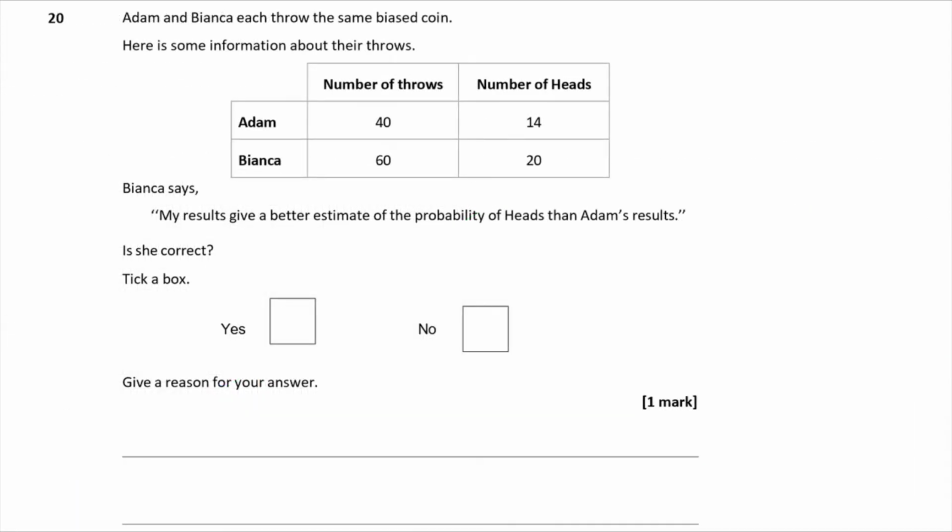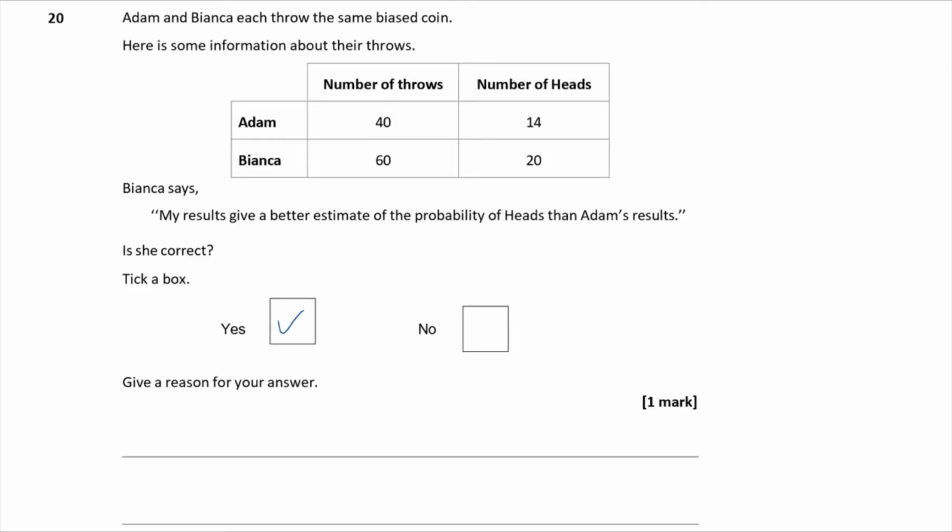Question 20. Adam and Bianca each throw the same biased coin. Here is some information about their throws. So Adam throws it 40 times and gets 14 heads. Bianca throws it 60 times and she gets 20 heads. Bianca says, my results give a better estimate of the probability of heads than Adam's result. Is she correct? Yes, she is.